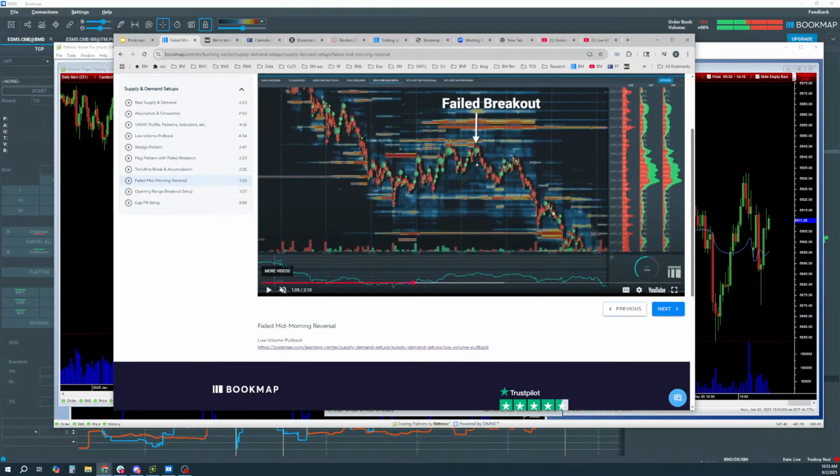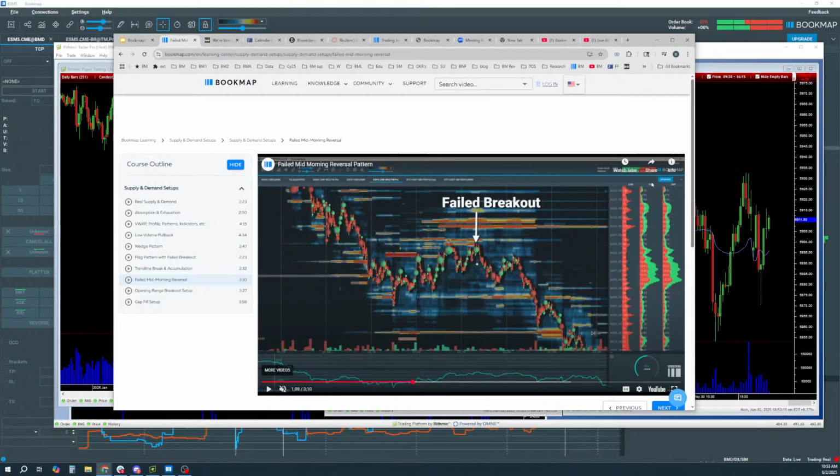Now this happened much later in the session though. In fact, it usually happens after we're finished at 11:30. But somewhere between 10 and 11 is typically when we get this mid-morning reversal type of pattern. Sometimes it reverses completely. A lot of times though, we get this double top, failure, and trend continuation.